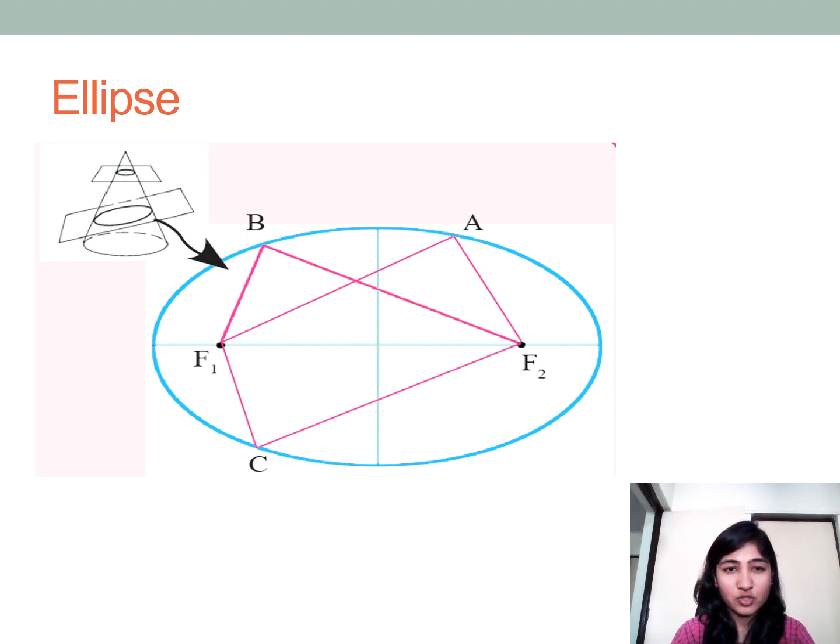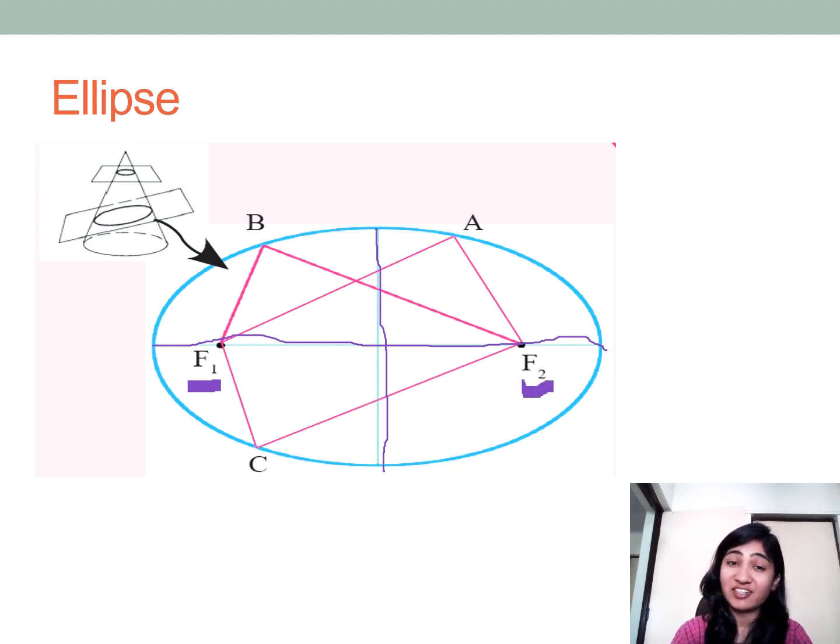this long line is called the major axis and this one is the minor axis, and this F1 is one focus, F2 is another focus, right? The circle has one center, but the ellipse has two foci, F1 the first focus and F2 the second focus. F1 and F2 are the two foci.